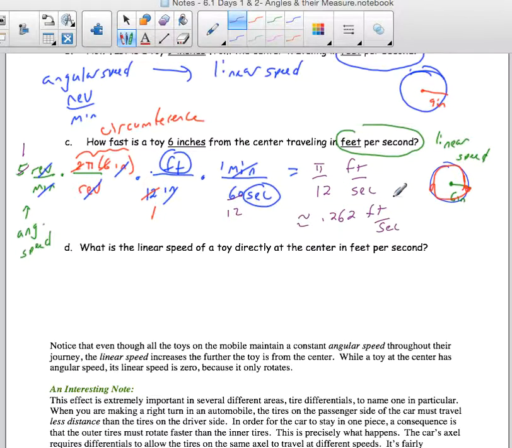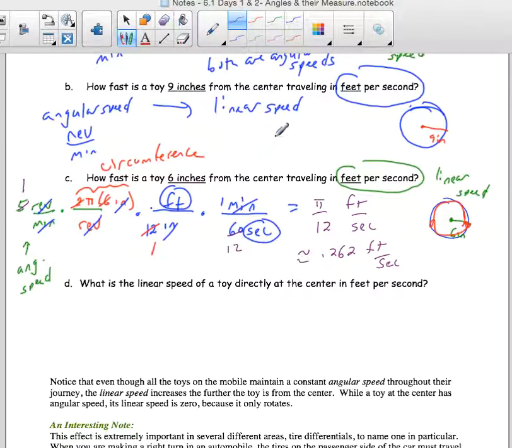The answer that we got in class for part B was pi over 8, I believe, or 0.392 feet per second. When we compare these two, it should make sense because the toy that's traveling at a radius of 9 inches is going faster in terms of linear speed than the toy that's traveling at 6 inches away from the center. And this is like the ice skating example that I talked about in class. If we all held hands, the person closest to the center would be traveling slower than people further out. They'd have to be traveling faster, even though they all have the same angular speed.